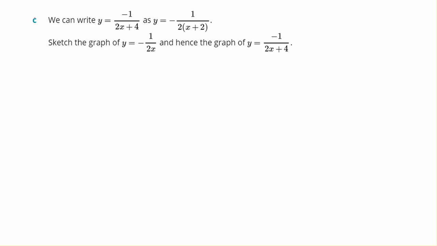This is for Year 11 Methods. We're going to look at Exercise 4A, question 3c. We want to rewrite this equation as the equation shown here. The reason they're rewriting it is because we've got a 2 at the front.